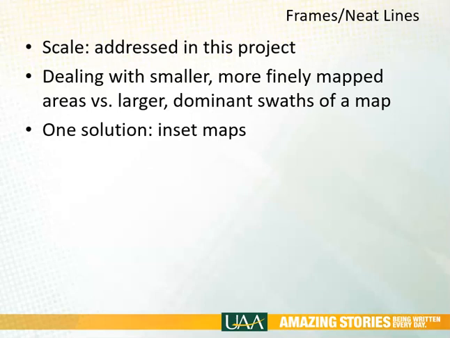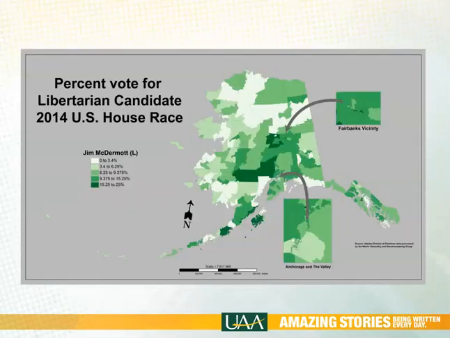So first, let's talk about scale. This is something that you are going to have to address in the project that you are working on. And that is that there will oftentimes be much smaller, much more finely mapped areas compared to very large dominant swaths of a map that might have very different set of data. And one of the solutions that's used to solve this is the use of inset maps in a much smaller scale map. And you'll be creating these over the course of this project, and you'll be making something that looks a little bit like this.